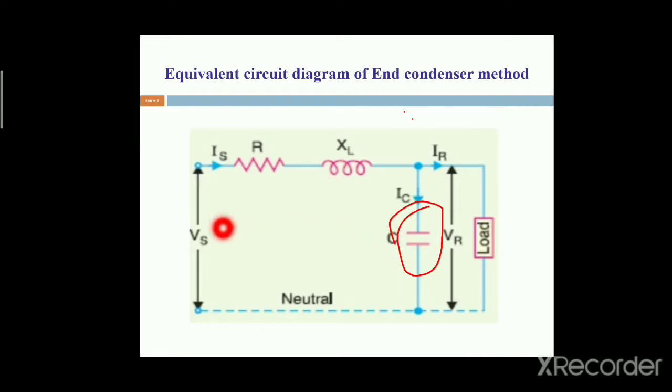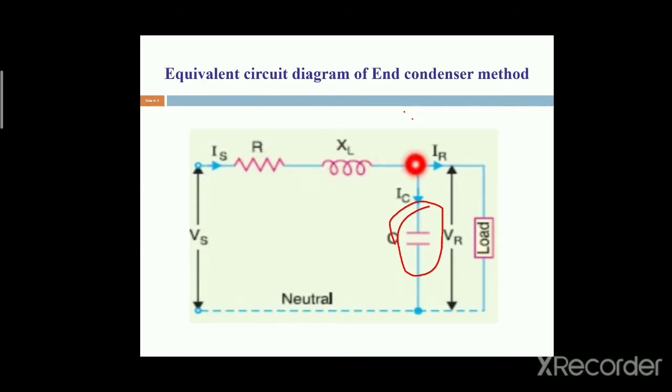Then Vs is the sending end voltage. While giving the sending end voltage to the transmission line, the sending end current Is is flowing through this line. Next, R and XL are the resistance and inductive reactance of this transmission line.